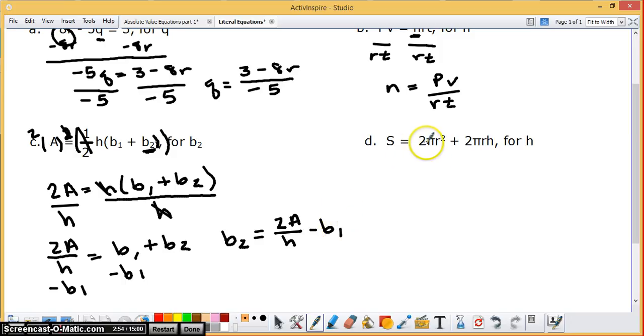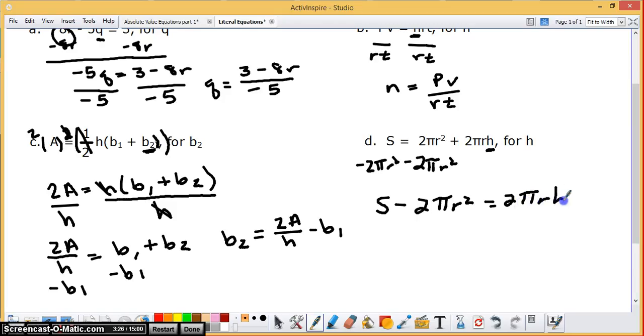Alright, so here, last example, surface area is equal to 2 pi r squared plus 2 pi r h, for h. This is the only h. So we want to get rid of this one first. We're going to subtract 2 pi r squared from both sides. That's going to leave me with s minus 2 pi r squared equals 2 pi r h.